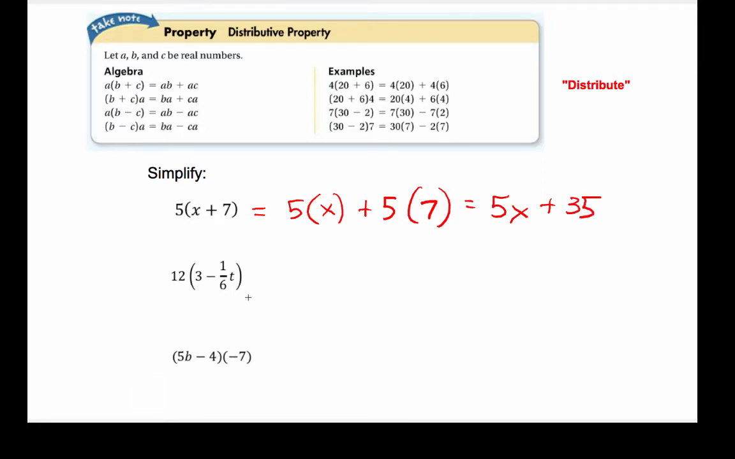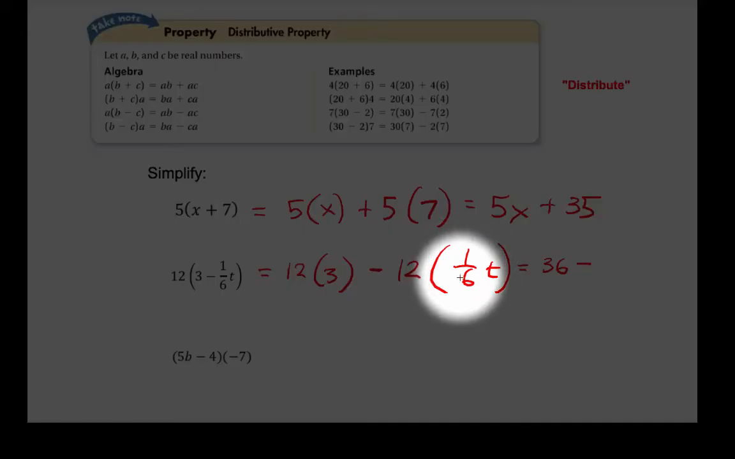Second example, we've got a 12 in front of the parentheses, so we're going to take 12 and multiply it by this quantity. In the quantity, we have 3 minus 1/6 t. So let's pass out 12 or distribute 12. 12 times 3. We have a subtraction sign here, so we'll transfer that over here. We're going to take 12 and multiply it by 1/6 t. 12 times 3 is 36. We've got a subtraction sign. 12 times 1/6, that's what we can actually multiply.